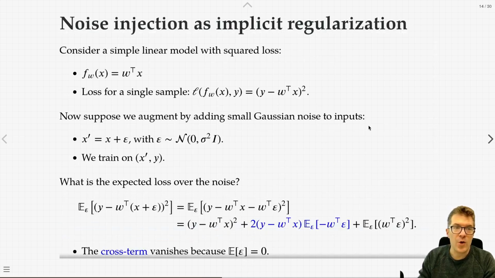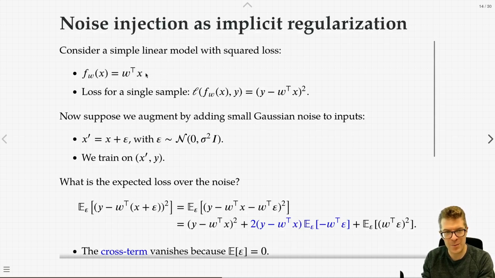So let's talk about noise injection as implicit regularization. Imagine we have our familiar linear model with a squared loss. There's no bias term, but this is the familiar linear model with parameters w and inputs x, and we have the familiar loss function. For every sample, this is the familiar squared differences loss.